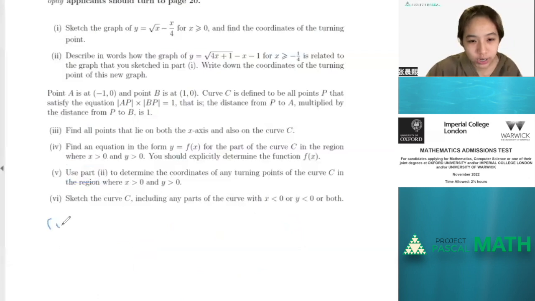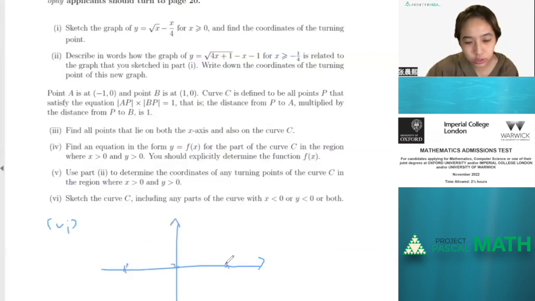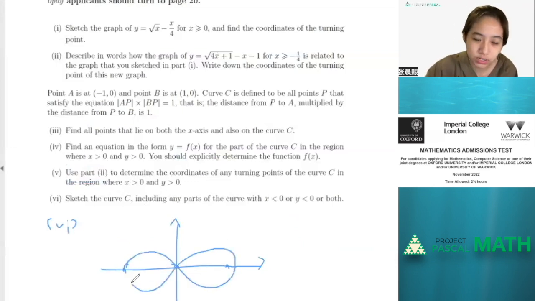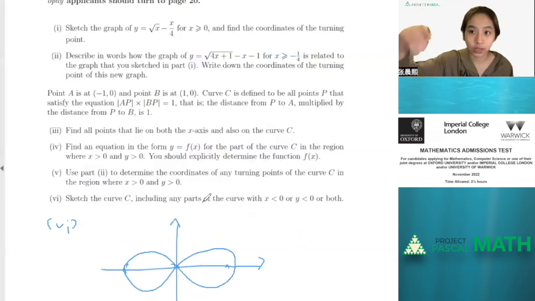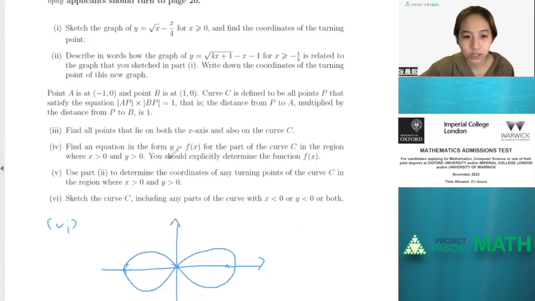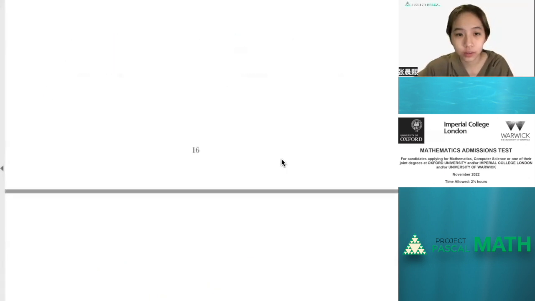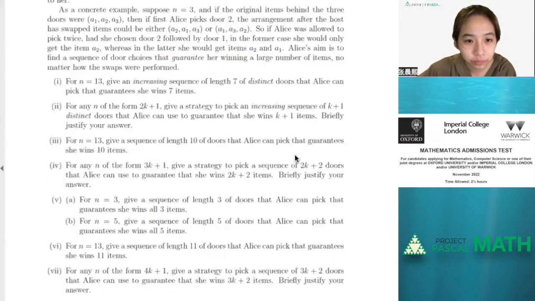Okay, now they want you to sketch the curve. So this is root 2, this is 0, and then it's going to look something like this with symmetry on both sides, because there's symmetry about both axes. So this is negative root 2, and this is positive root 2. Okay, now moving on to the last problem.